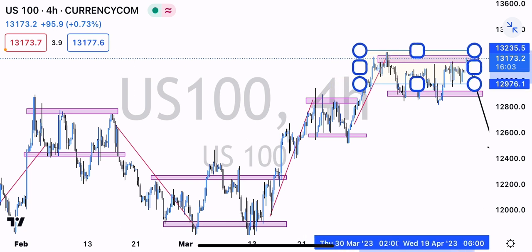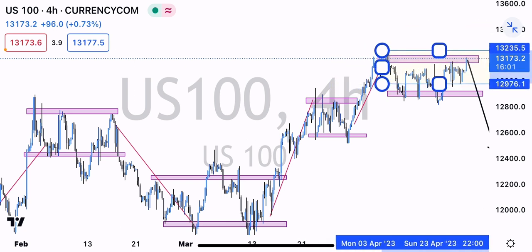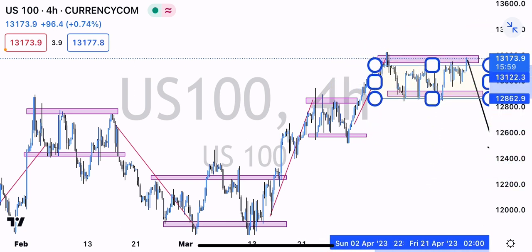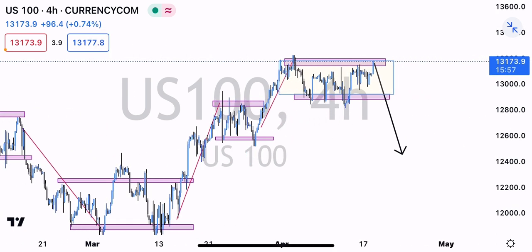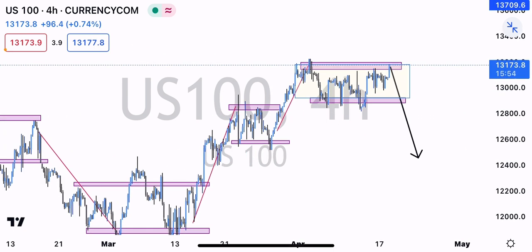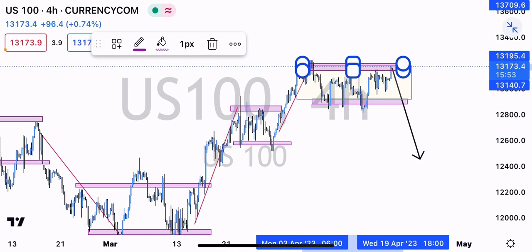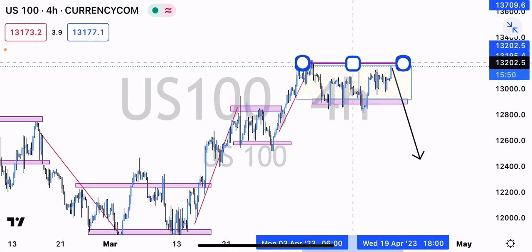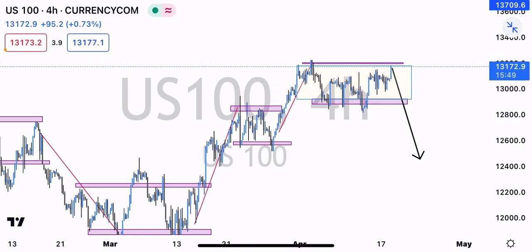You see? Now the market is here. It's doing the same thing.